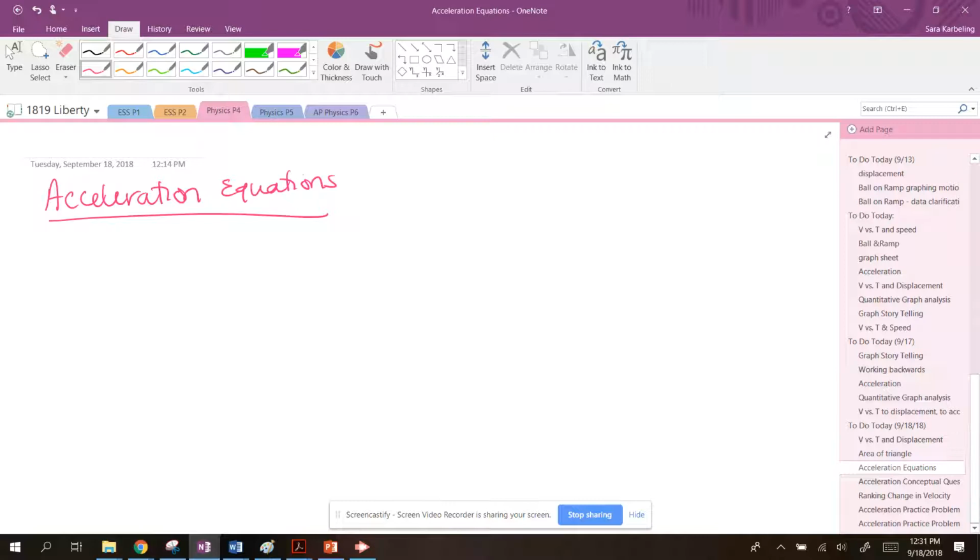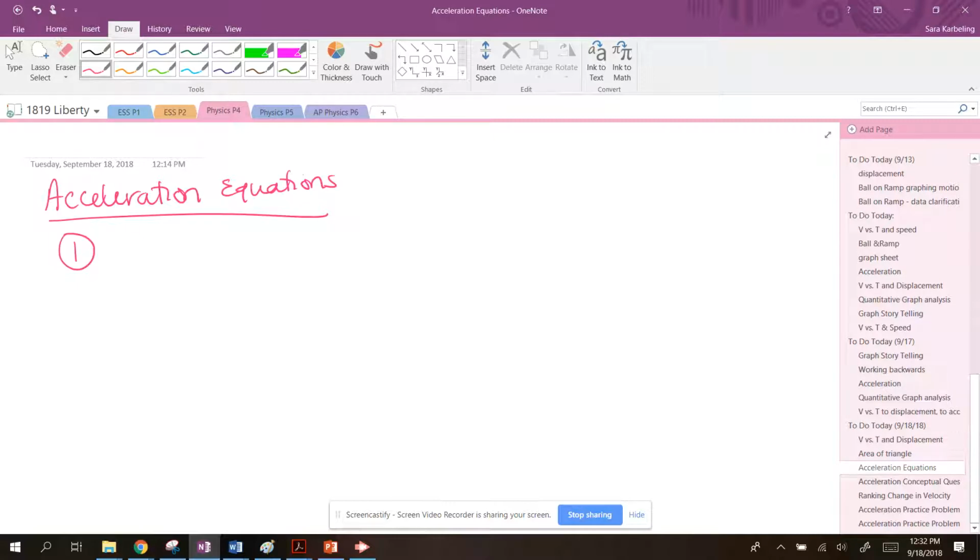Acceleration equation, there are going to be 4 of them. This is when today and tomorrow you're going to be like, oh, that's why you wanted me to use the GUESS method. That's why you wanted me to write out those givens. There's a reason for it, and it's going to happen tomorrow, but it's going to start today. Acceleration equation number 1. Here it comes.